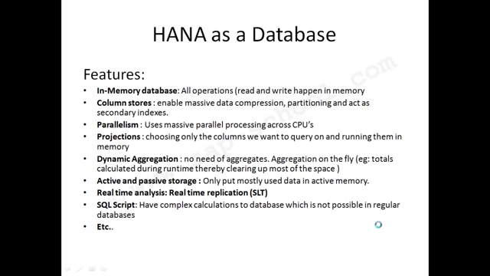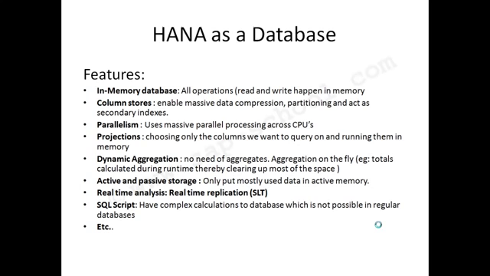Then comes dynamic aggregation, which means that we don't have to have any aggregates. So what does it really mean? In BW and other applications, we have to compute the totals and store them in aggregates. You have to spend a lot of time filling those aggregates, and a lot of space to store the data in aggregates. We don't have to do all that in HANA because you can do dynamic aggregation. You can do totals on the fly because of the high performance of the HANA database. So that's what is meant by dynamic aggregation.